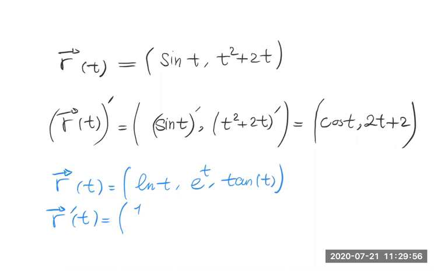1 over t. What is the derivative of e to the t? Yes, it's itself. What is the derivative of tangent? Yes, it's secant squared t.